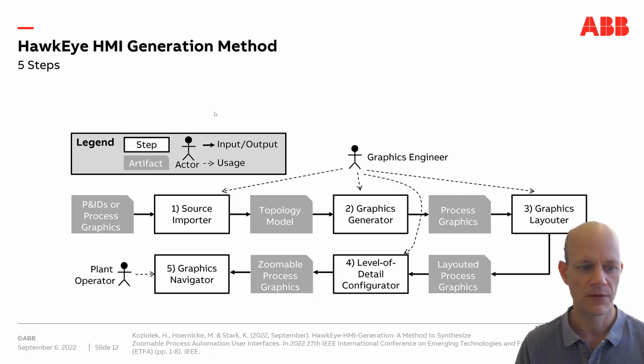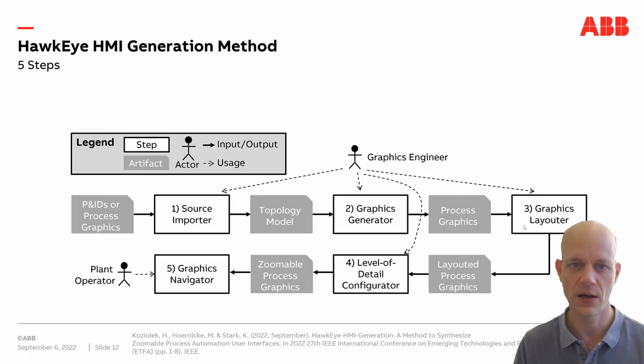Good. Our method that we propose here in our paper has 5 steps. First, we start with P&IDs and process graphics. We have a source importer that translates those notations into an object-oriented topology model, which contains elements like motors, pumps, tanks, pipes, and so on. And from this notation, together with the graphical coordinates that we have from existing process graphics or process and instrumentation diagrams, we can generate graphics.